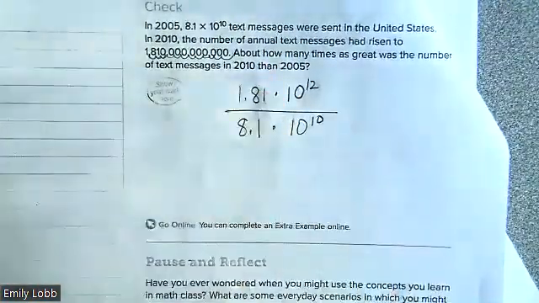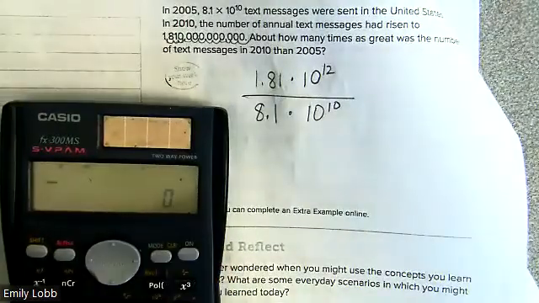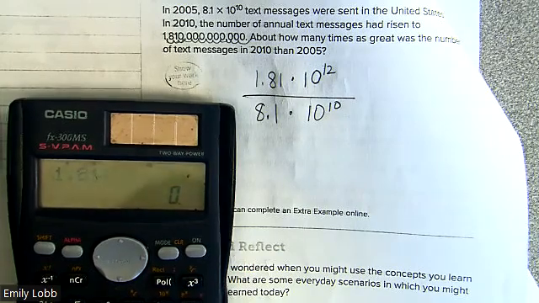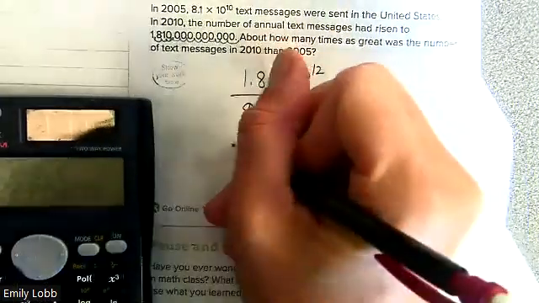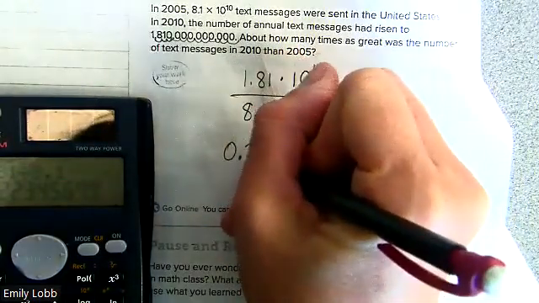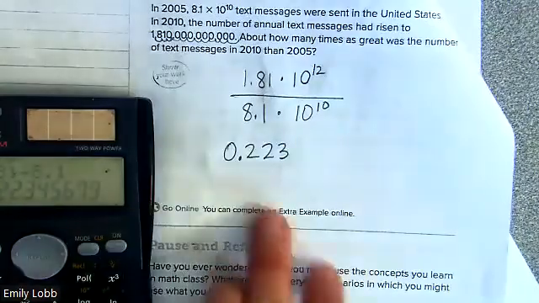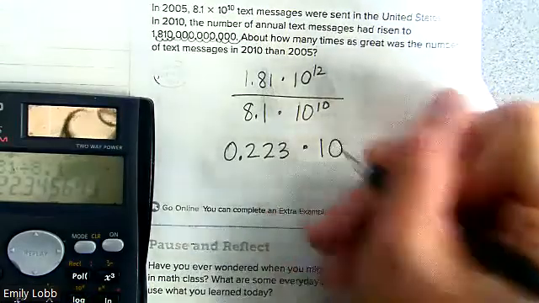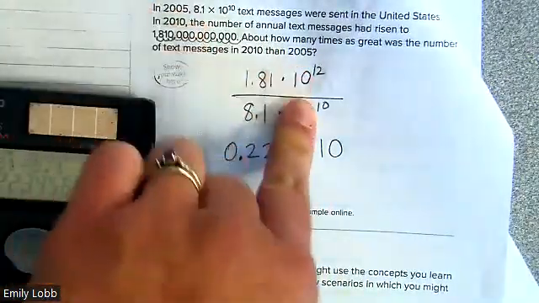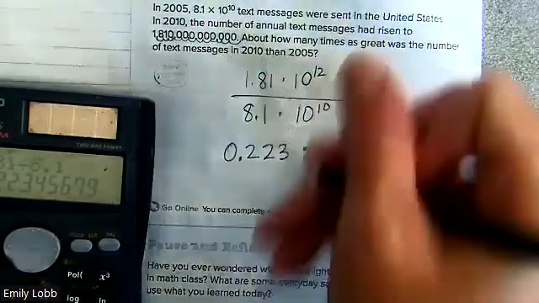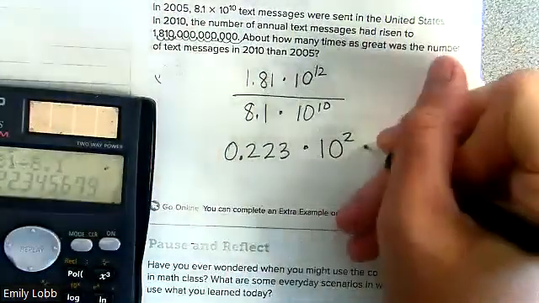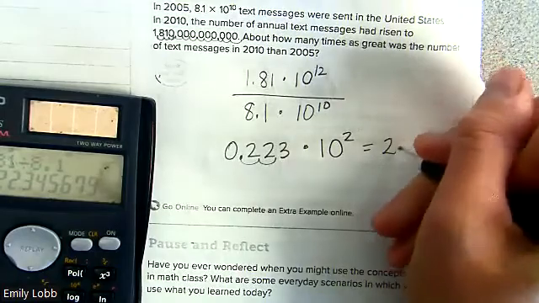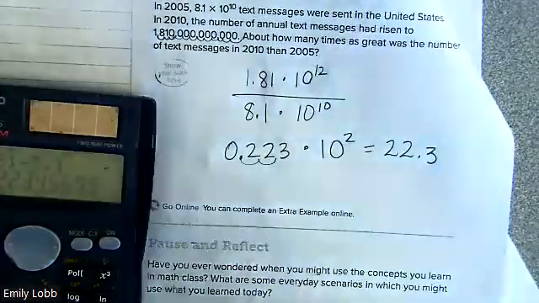So first we're going to deal with those numbers. So I'm going to put that into my calculator. 1.81 divided by 8.1. So this is kind of an ugly number. Remember, this isn't necessarily going to be in scientific notation because our decimal point got moved. Times 10 to what power? We would say 12 minus 10, which is what? 2. So if I solve this, then I would just be moving this over 2 places to get 22.3 times as great.